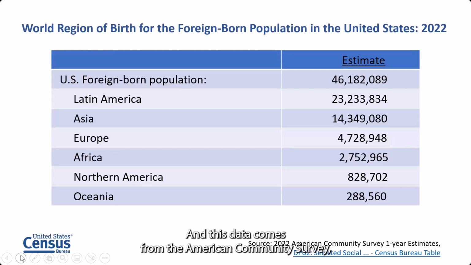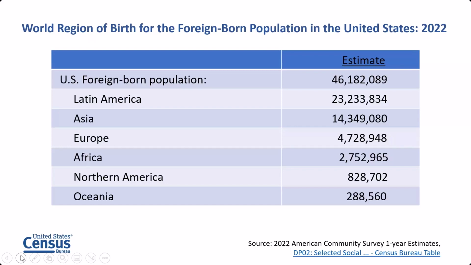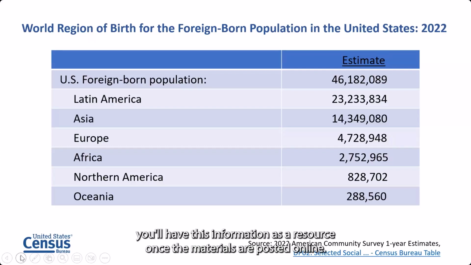And this data comes from the American Community Survey, again, the largest household survey conducted by the U.S. Census Bureau. And this is specifically from the 2022 one-year estimates. At the bottom of the slide, you'll see this information. You'll also see a link to the table that contains this data on the Census Bureau's website. And I've provided links throughout the presentation for your benefit. You'll have this information as a resource once the materials are posted online.